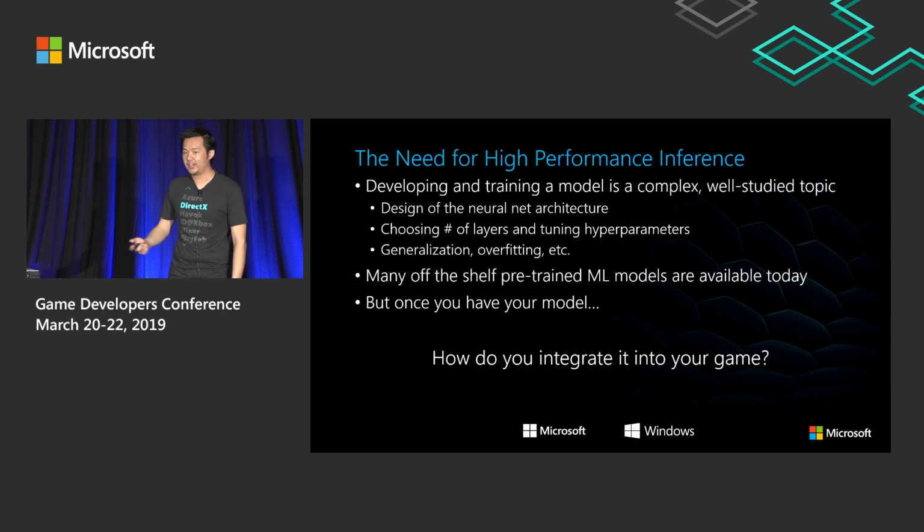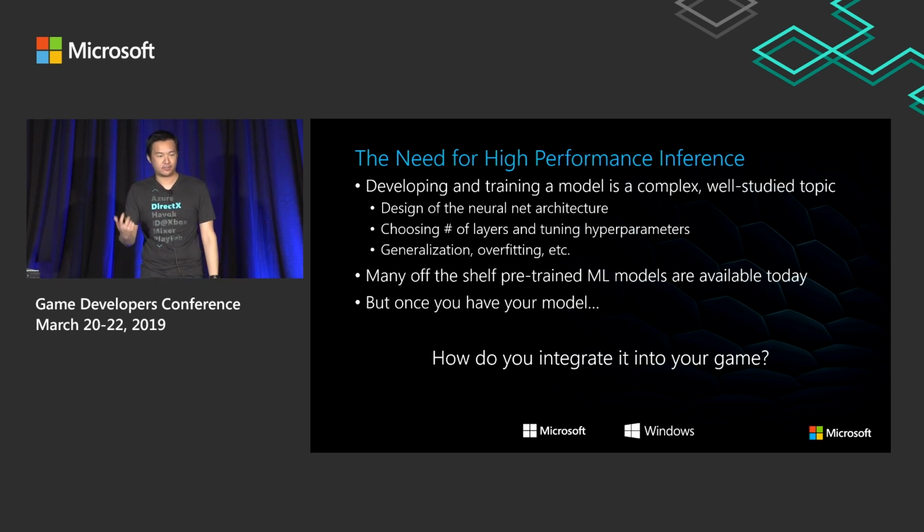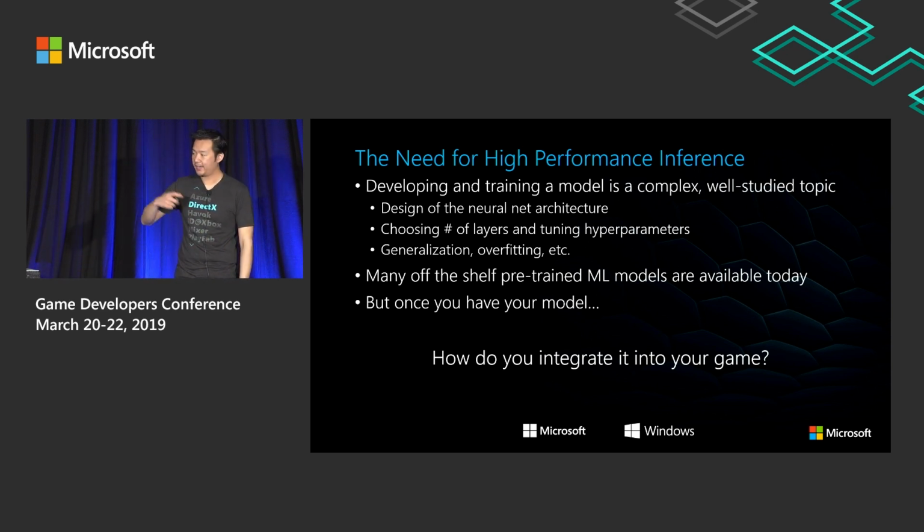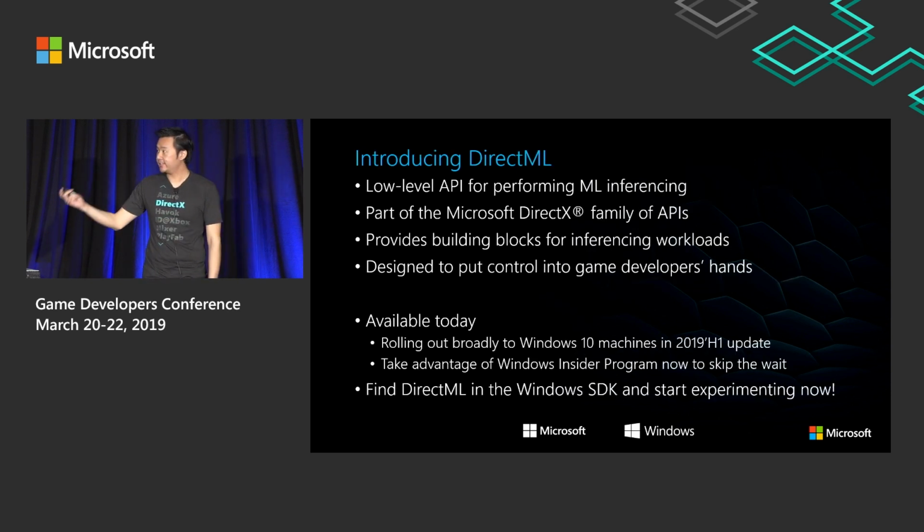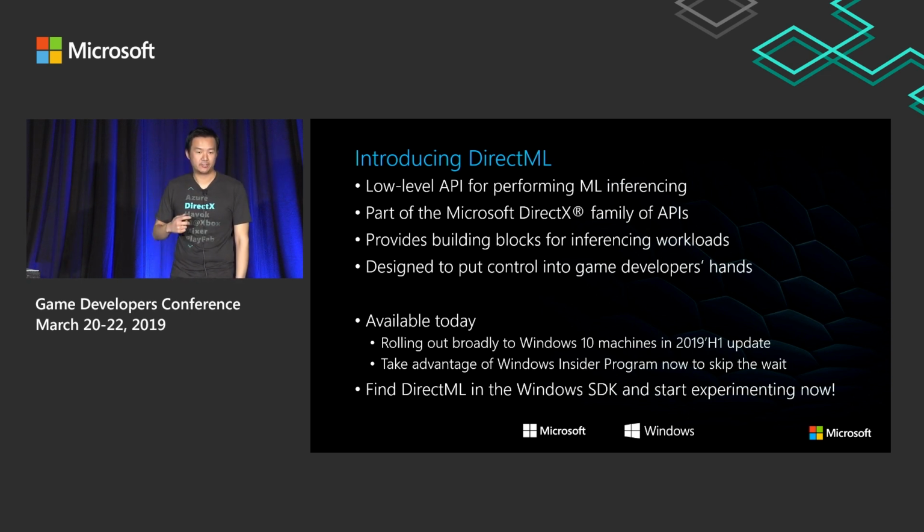Say you have a trained model. Either you've trained it in-house or you've gotten it off the shelf from someone else. How do you actually integrate that machine learning model into your game? And our answer to that is a brand new API called DirectML. It's a low-level API for machine learning inferencing, and it's the latest addition to the Microsoft DirectX family of APIs.